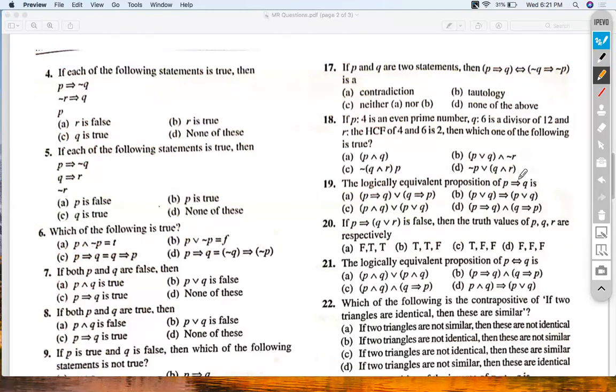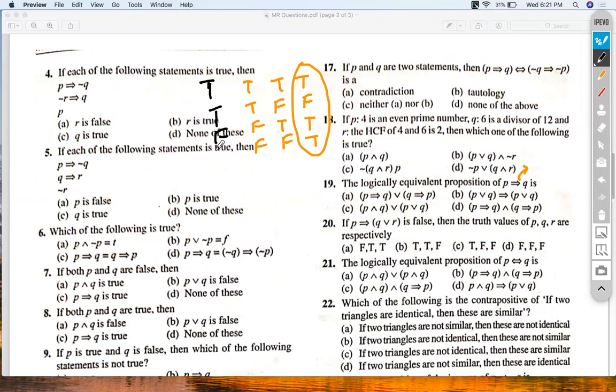Here, we already know the truth table for this. What is that? True, true is true. True, false is false. False, true is true. False, false is true, right? Just remember this. Now what about the other way around? True, false, true, correct?